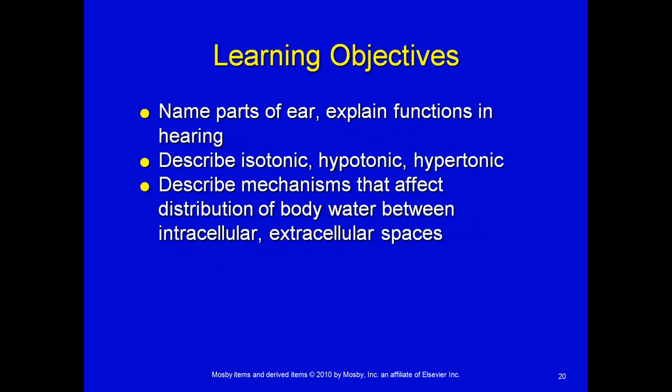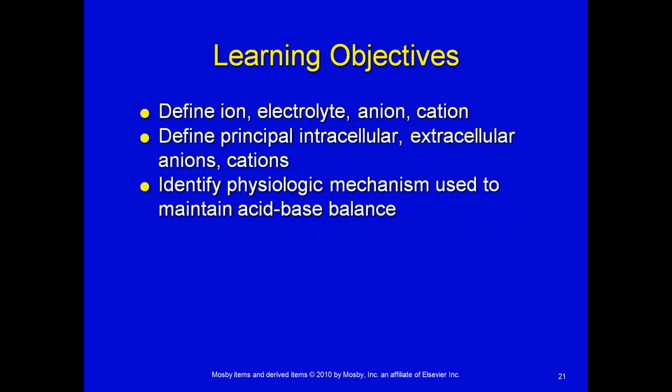We'll describe isotonic, hypotonic, and hypertonic, and what they mean related to fluid in the different body cavities. We'll describe the mechanism that affects distribution of body water between intracellular and extracellular spaces. We'll define an ion, an electrolyte, an anion, and a cation. We'll define principal intracellular and extracellular anions and cations to include potassium, sodium, bicarbonate, and chloride.